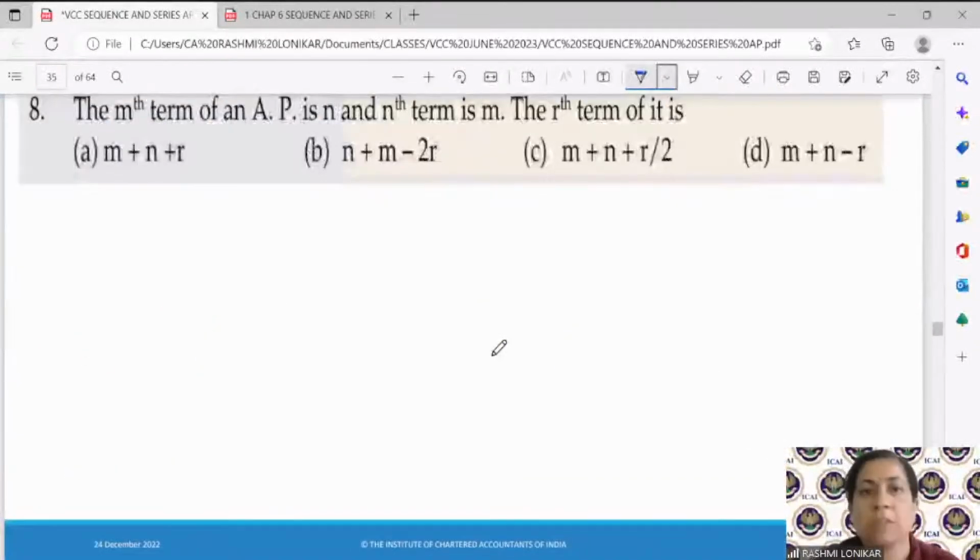Yes, I think yes. Now it is the 8 sums in exercise 6A.